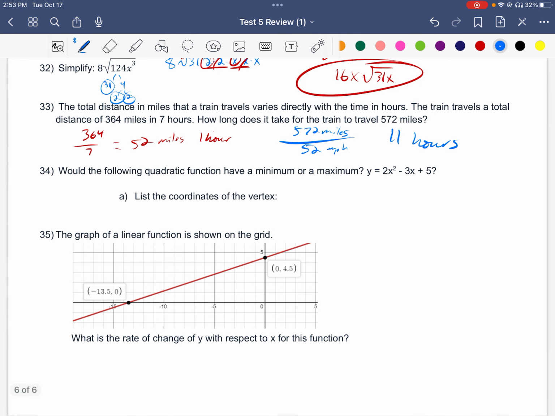34, would the following quadratic function have a minimum or maximum? Without even graphing it, you could graph it in Desmos if you wanted, but I know it's going to look something like, I know it opens up is essentially what I'm trying to get at. Let me make a little bit better parabola. I know it opens up because the a value is positive. Any parabola that opens up always has a minimum, no maximum. So I know for sure it's going to have a minimum because it opens up. It goes up forever. What's the coordinates of the vertex?